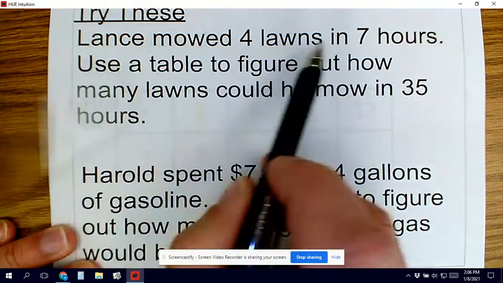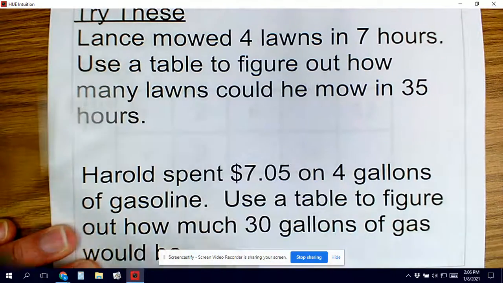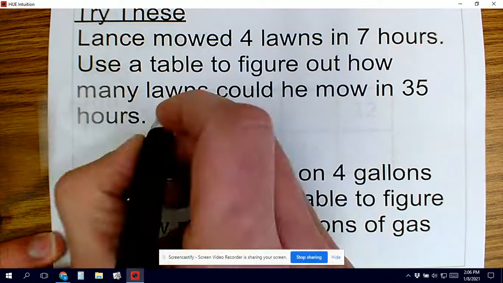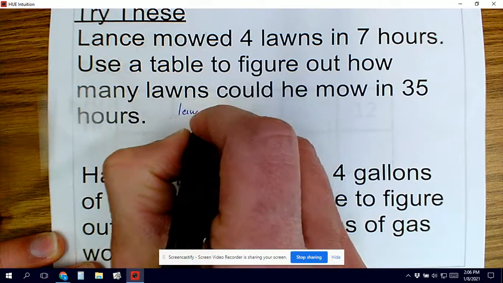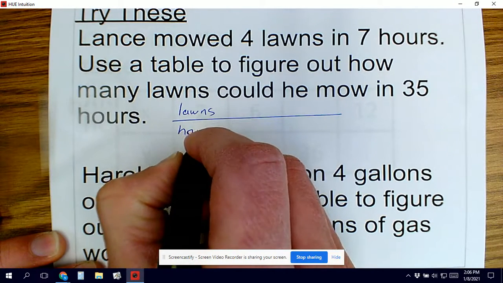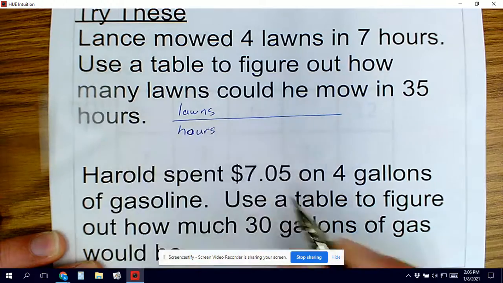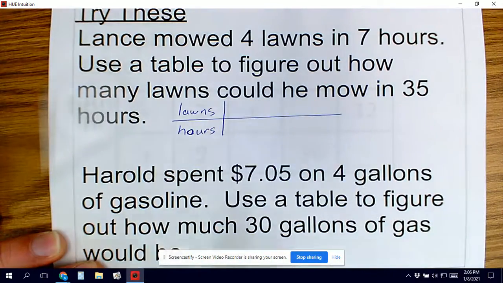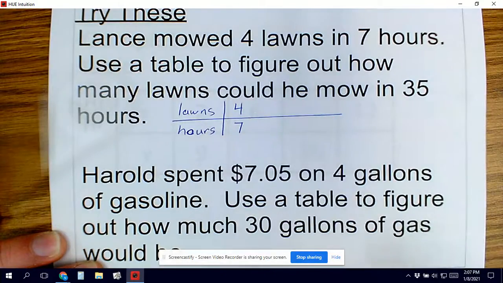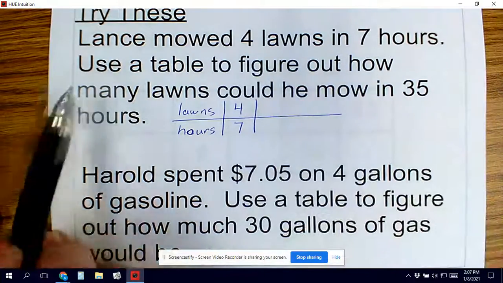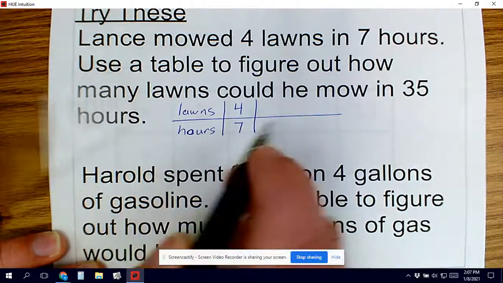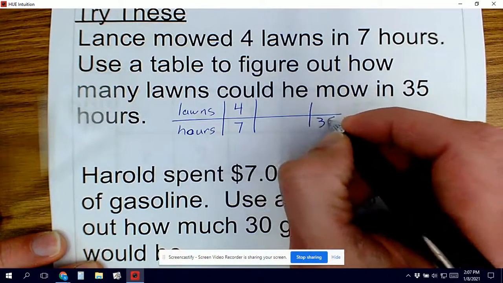Number 1, Lance mowed 4 lawns in 7 hours. Use a table to figure out how many lawns he would mow in 35 hours. So in this problem, we are comparing lawns to hours. And our initial rate is 4 lawns in 7 hours. The question wants to know how many lawns he would mow in 35 hours. Hours is on the bottom, so 35 goes on the bottom.